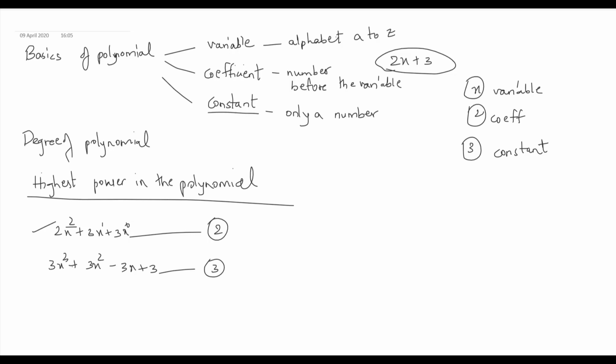When you're talking about the constant, it is a number. It can also be a coefficient before x power 0. As we have learnt in our exponents and powers chapters in 8th class and 7th class, a power 0 has a value of 1.